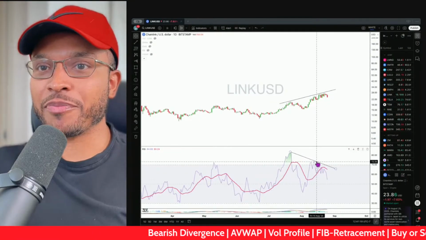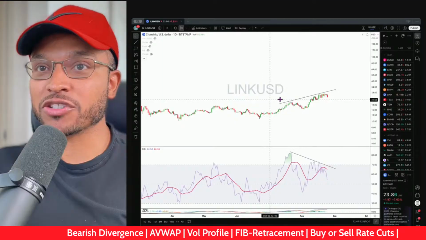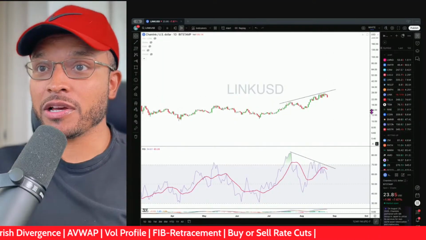So we have the bearish divergence. Now we want to see, right? So price up, buying pressure down. There's going to be a slippage.